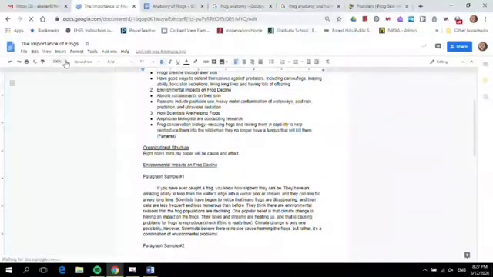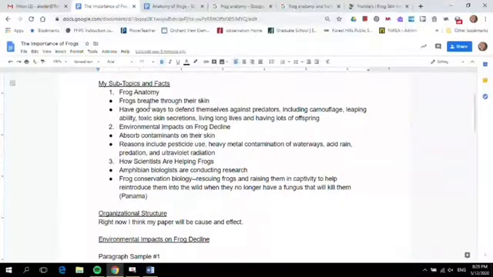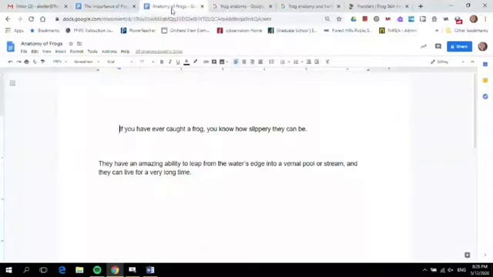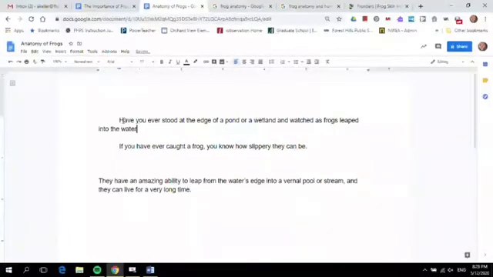My subtopics in my original doc said frogs breathe through their skin, and they have good ways to defend themselves against predators, including camouflage, leaping ability, toxic skin secretions, living long lives, and having lots of offspring. So maybe I don't even want to start with this sentence. Maybe I want to start with, have you ever stood at the edge of a pond or a wetland and watched as frogs leaped into water?